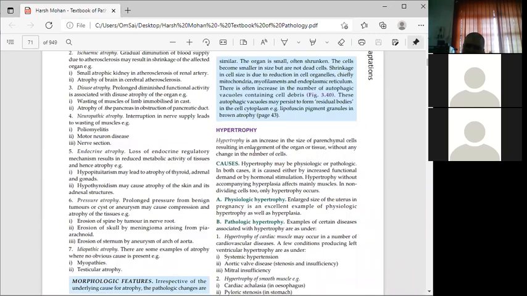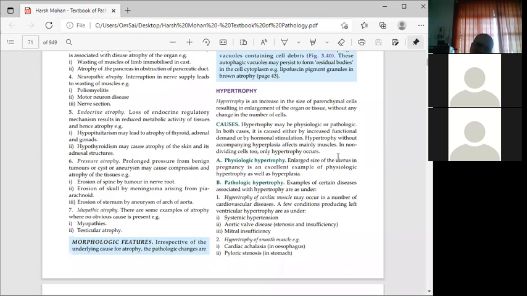Then hypertrophy is there. Hypertrophy is an increase in the size of parenchymal cells, resulting in enlargement of the organ or tissue without any change in the number of cells. Hypertrophy may be physiologic or pathologic.